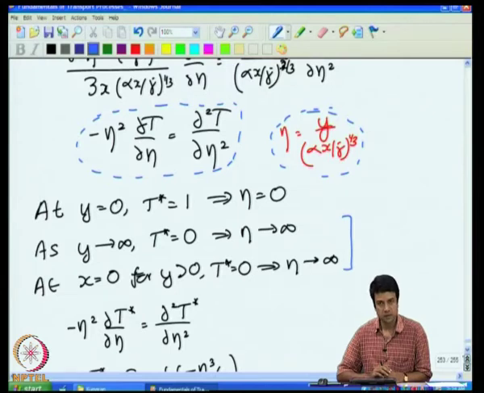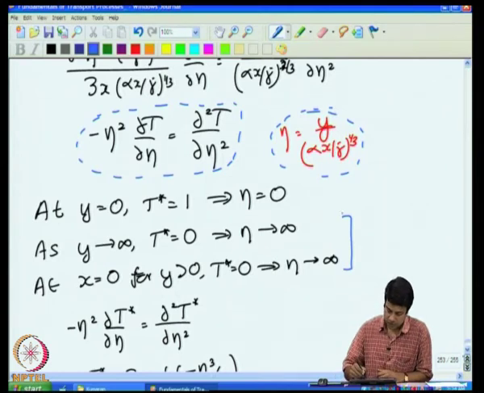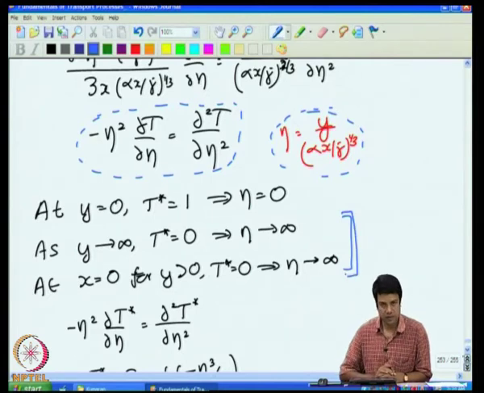At y is equal to 0, T star is equal to 1 implies that at eta equal to 0, T star is equal to 1. As y goes to infinity, or as eta goes to infinity, T star is equal to 0. And at x is equal to 0, for all y greater than 0, T star is equal to 0. x is equal to 0, finite y implies that eta goes to infinity. As I showed you in the last lecture, these two boundary conditions, one in the y coordinate and the other in the x coordinate, reduce to the same condition when expressed in terms of eta.